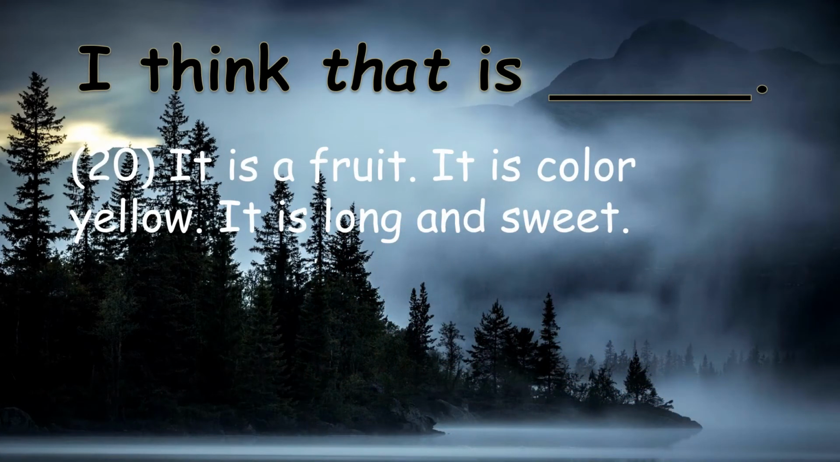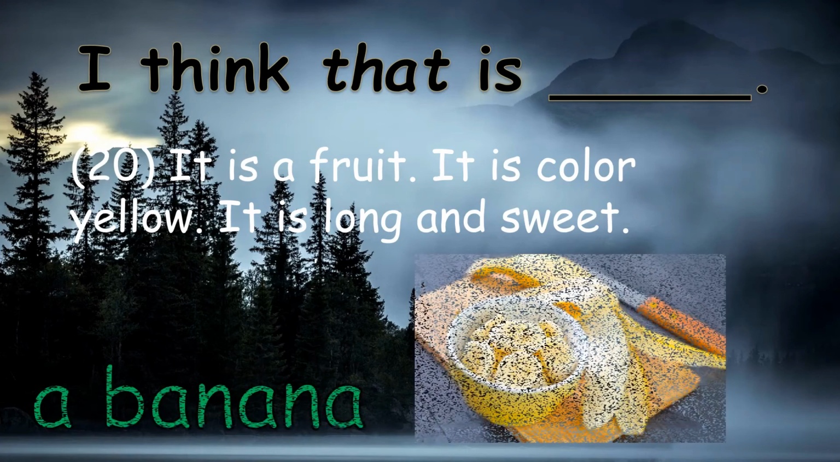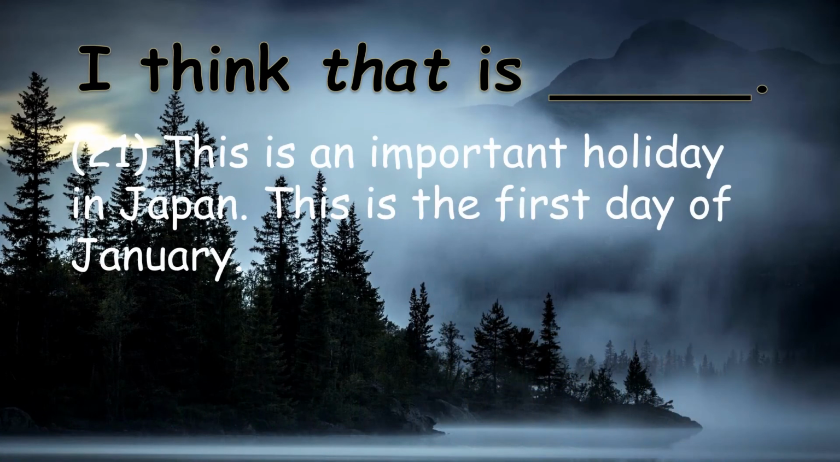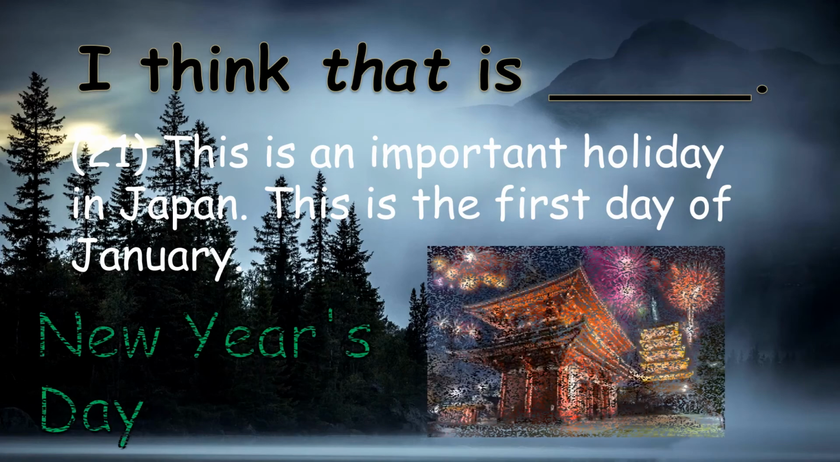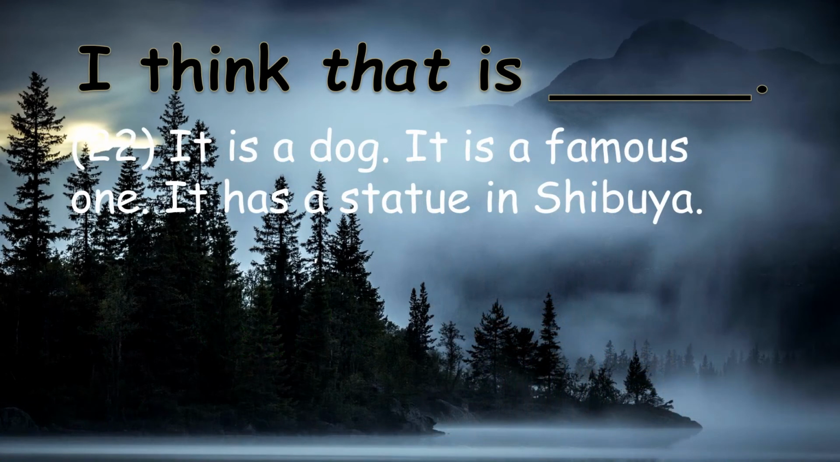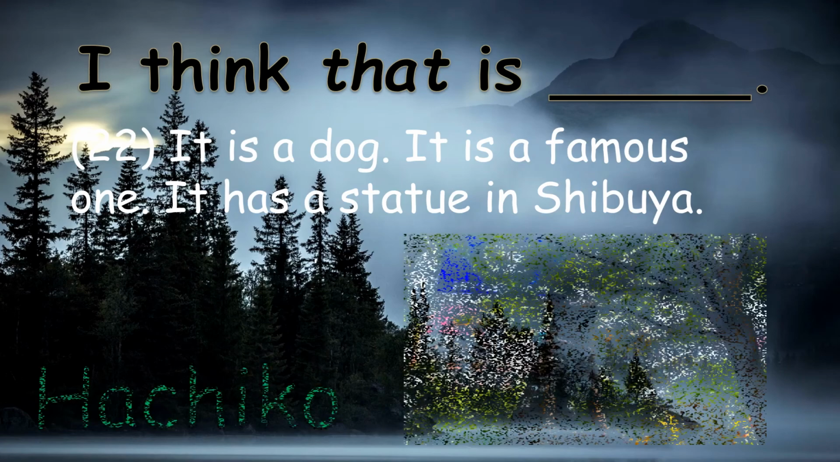It is a fruit. It is color yellow. It is long and sweet. I think that is a banana. This is an important holiday in Japan. This is the first day of January. I think that is New Year's Day. It is a dog. It is a famous one. It has a statue in Shibuya. I think that is Hachiko.